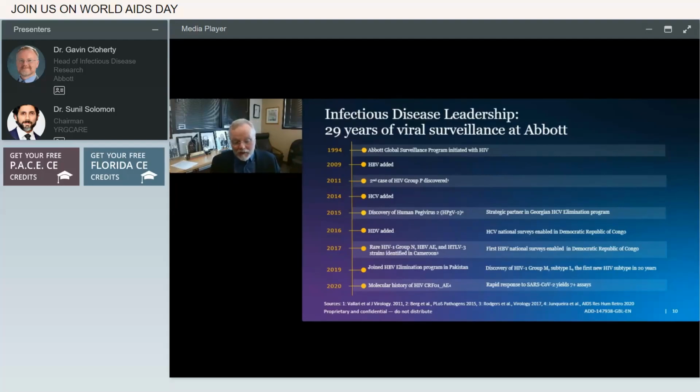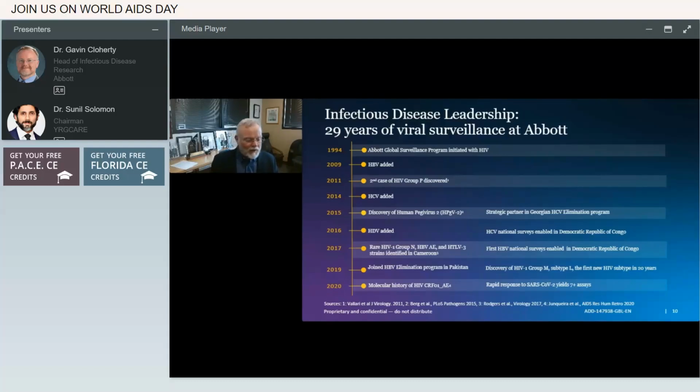In 2009, we added hepatitis B. In 2011, we identified one of only 2 cases of HIV group P ever discovered and characterized in the world, which was discovered by this program. Similarly, in 2017, we identified many diverse strains of HIV and actually hepatitis B and HTLV in Cameroon, and in the Democratic Republic of Congo also, where we found an HIV group M sample, which was characterized and actually enabled that subtype to be officially named as the first new HIV subtype to be named in almost 20 years. So these are some examples of highlights of some of the work that's been done through the Global Surveillance Program, focusing primarily on HIV.